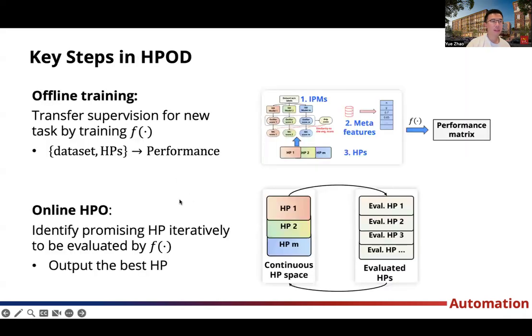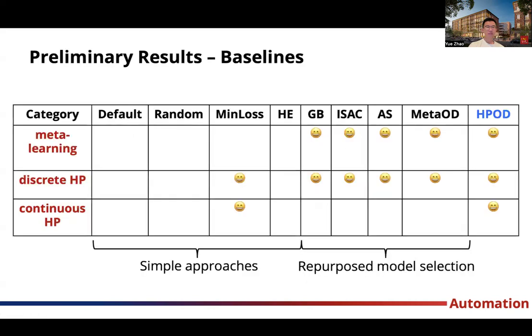So you can see the key steps in HPOD will be two stages. The offline training stage will be learning the mapping between the data sets and hyperparameters to their corresponding performance, as we're talking about here. Another stage will be the online HPO stage, which means we can iteratively identify the promising hyperparameters using the F. So finally, we can output the best hyperparameters using these two steps.